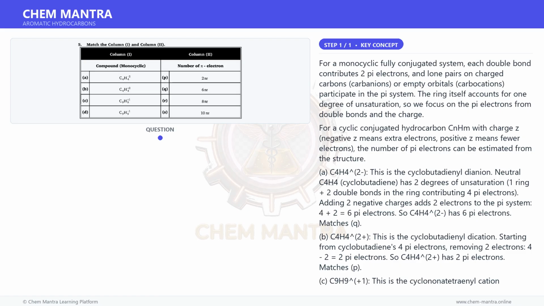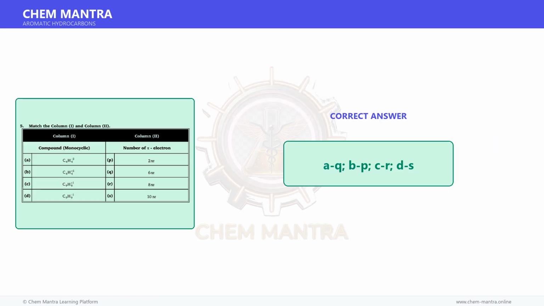B. C4H4 2+, 2 pi electrons, P. C. C9H9 +1, 8 pi electrons, R. D. C9H9 -1, 10 pi electrons, S. Therefore, the correct answer is A-Q, B-P, C-R, D-S. The correct answer is shown on screen.